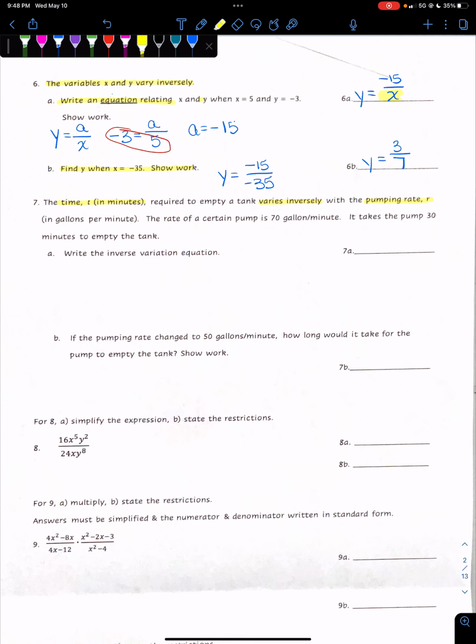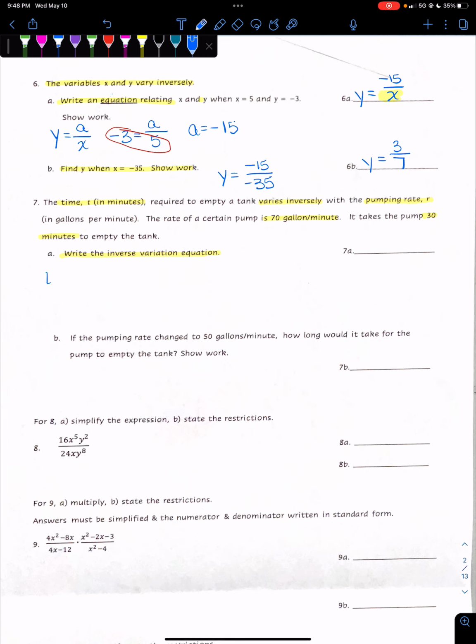The rate of a certain pump is 70 gallons per minute. It takes the pump 30 minutes to empty the tank. Write the inverse variation equation. Oh, there's inverse again. So we've got t.